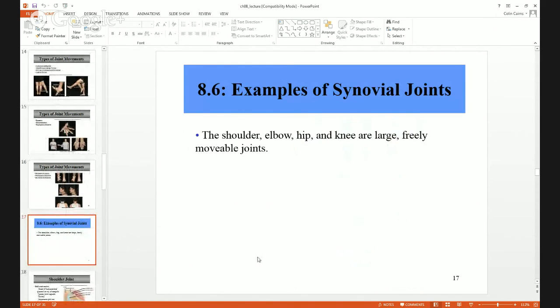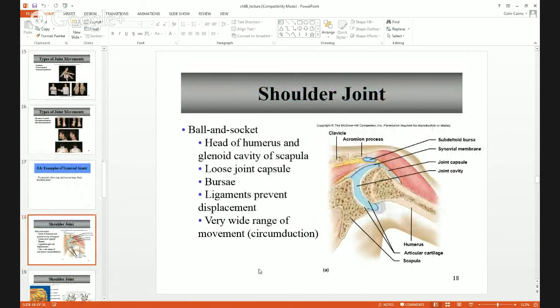So let's look at examples of the synovial joints. The shoulder, elbow, hip, and knee are large, freely movable joints. And here's a shoulder joint with the ball and socket. The head of the humerus articulates with the glenoid cavity of the scapula. There is a joint capsule. There's a joint cavity. And you have a very wide range of movement there. Mostly circumduction, but you can elevate, you can flex. There's lots of things you can do with the shoulder joint.